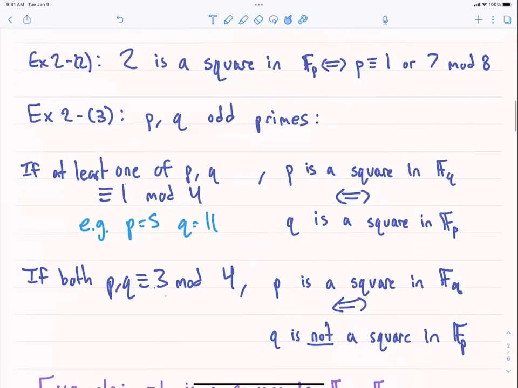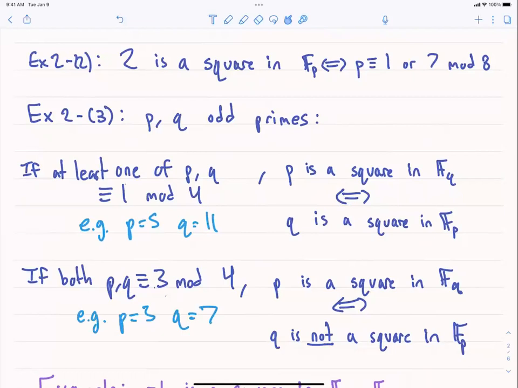Whereas if both p and q are congruent to 3 mod 4, then you do get a similar kind of statement, you just have to change it slightly. It turns out that in that case, p is a square modulo q if and only if q is not a square modulo p. So you can still check by swapping p and q, you just have to negate the statement. That's if both p and q are congruent to 3 mod 4. For example, if p is 3 and q is 7, you'd be in this situation.